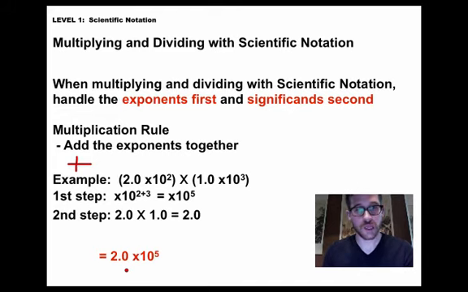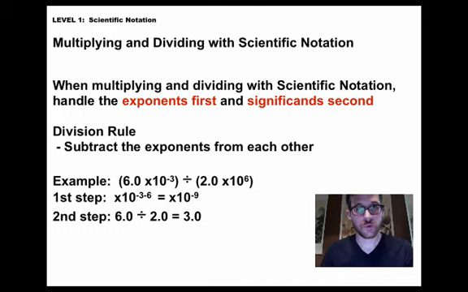Okay, guys? Division. So if we're going to divide numbers with scientific notation, here we subtract, that minus sign, for the exponents. So again, I'm going to do it in 2 steps. I'm going to deal with exponents first. I have negative 3 subtracting 6, because those are my 2 exponents, which gives me times 10 to the minus 9th. And then I'm going to take my 6 and divide it by 2 to give me 3.0. So overall, it's 3.0 times 10 to the minus 9th.